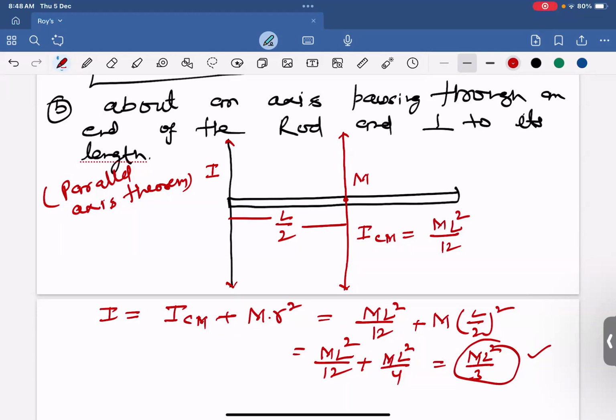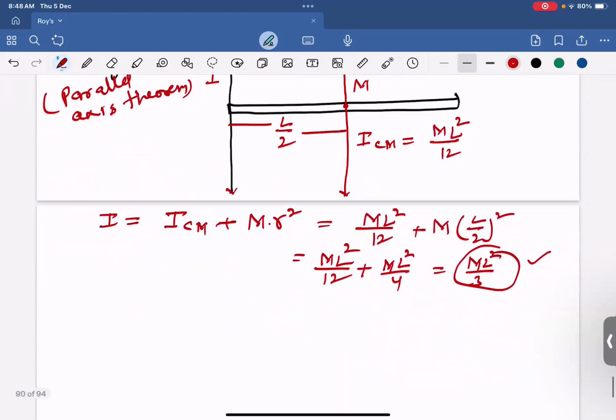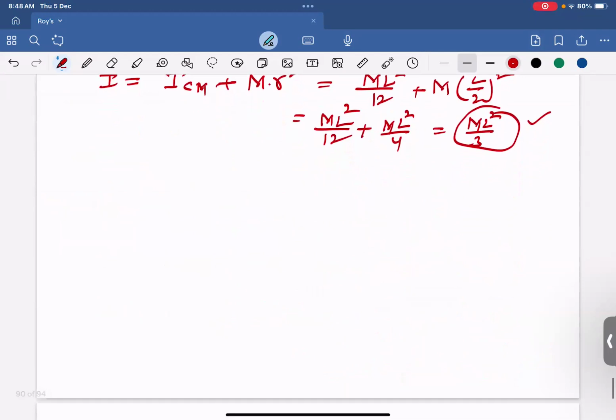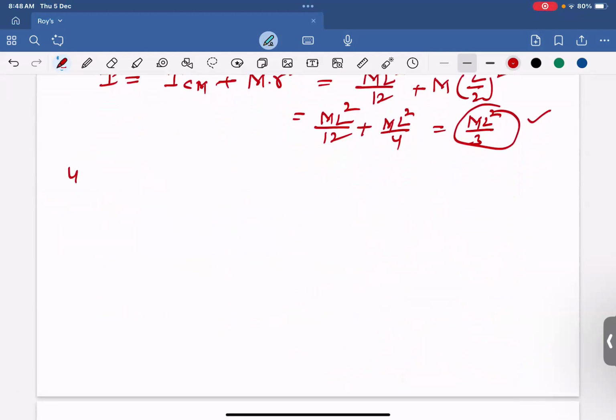Yes, sir. You see, try yourself question number 46. Can you see that? Yes, sir. So here you see it is a rod. It's a uniform rod, and they have to find the moment of inertia about the given axis. Axis is CD. About an axis CD.